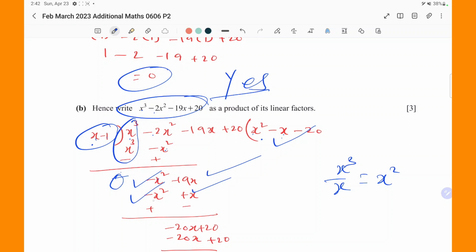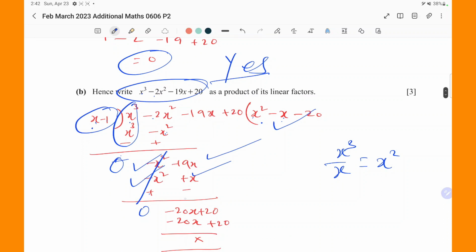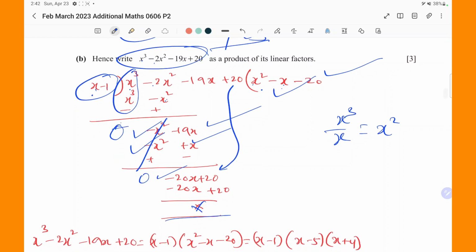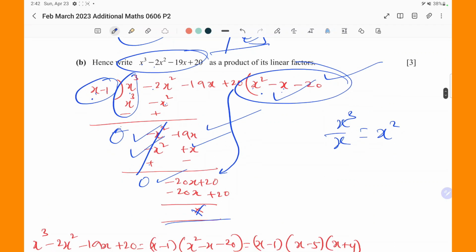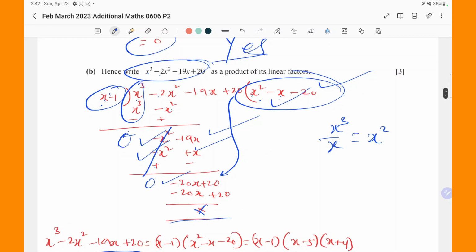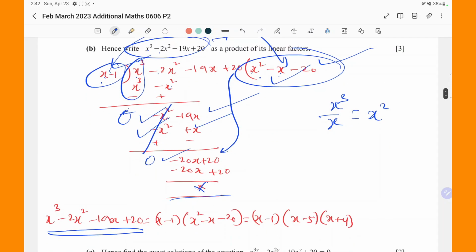When I subtract minus x squared minus minus x squared, it is 0. Cancel. Minus 19x minus x is minus 20x, and this plus 20 over here. Minus 20x over x is minus 20. Minus 20 times x is minus 20x, minus 20 times minus 1 is plus 20. Now subtract, 0. So I got this one. It means x cube minus 2x square minus 19x plus 20 can be written as the product of this and this: x minus 1 times x square minus x minus 20.